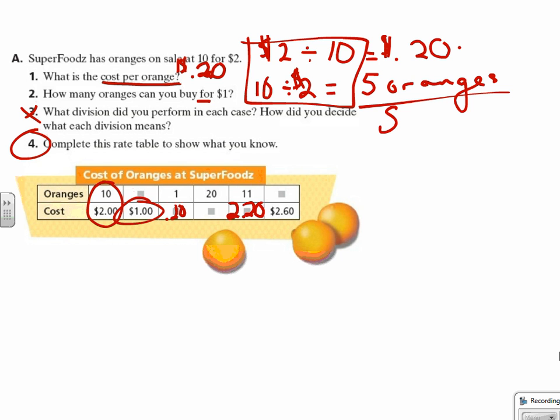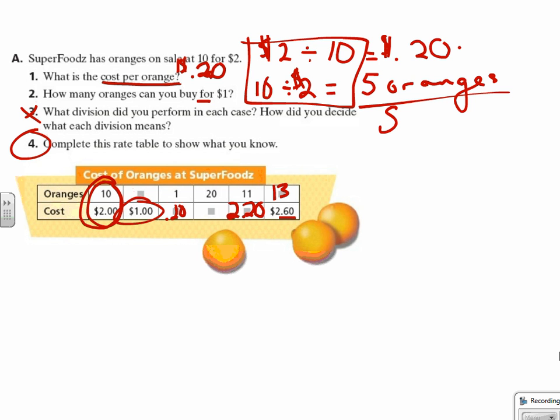And then how many oranges can we get for $2.60? Let you figure that out. Each one of them costs 20 cents. So I know that for $2 I can get 10. And then for 60 cents more, 1, 2, 3, that's 3 more oranges.